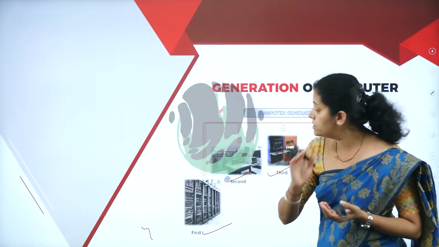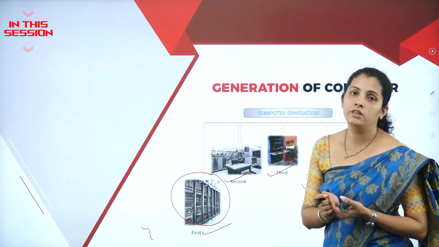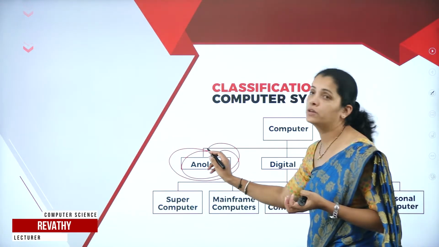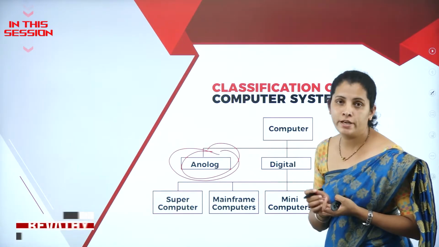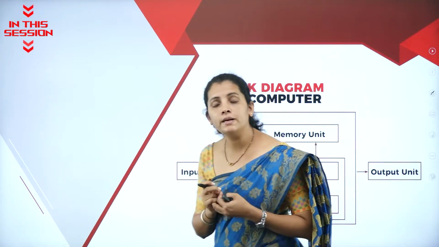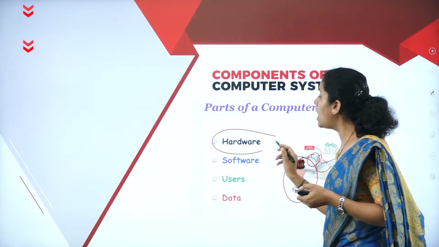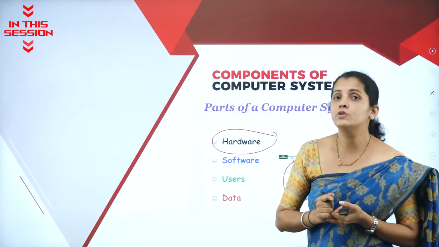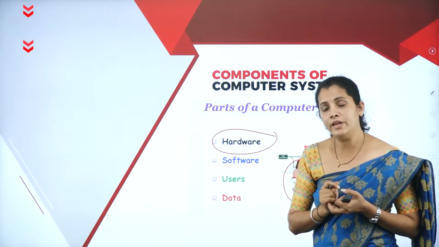So in the first generation, computers are mainly based on the vacuum tubes. The best example for analog computer is nothing but the analog watch or speedometer. The block diagram of computer system is nothing but the part of computer system. What is hardware? Here hardware is nothing but a device we can touch and feel.